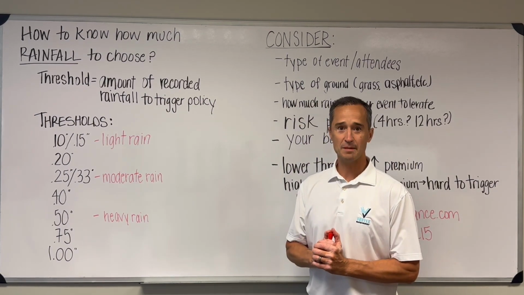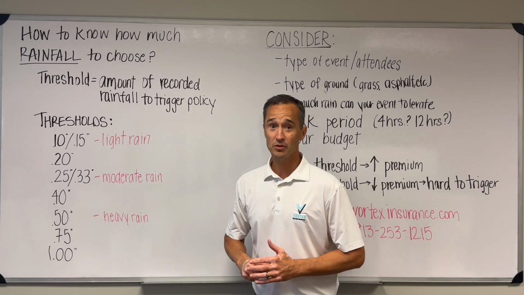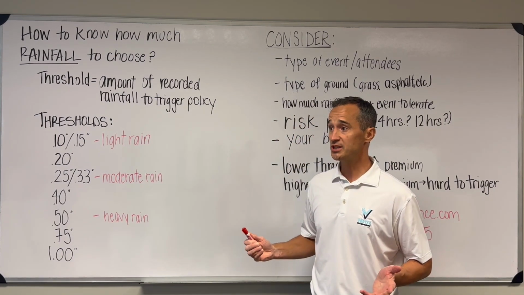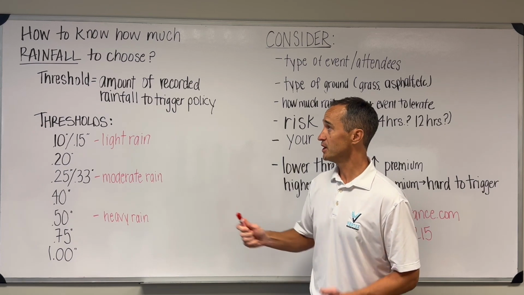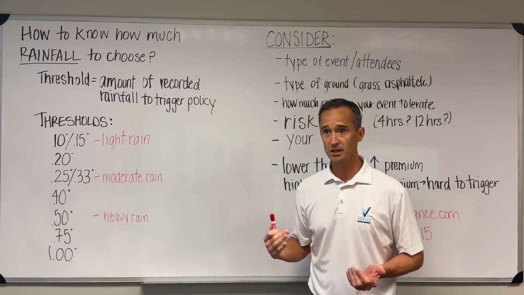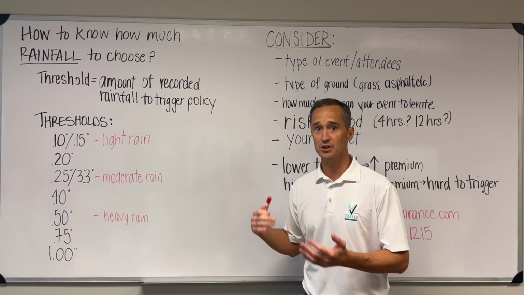In today's whiteboard topic, we are going to discuss how to set a rainfall threshold within your rain insurance policy. Again, with rain insurance being very customizable, you can set any threshold you want based on your needs and budget. So what is a threshold? It is the amount of rain recorded by an independent source that would have to be recorded in order for your policy to trigger a payment.